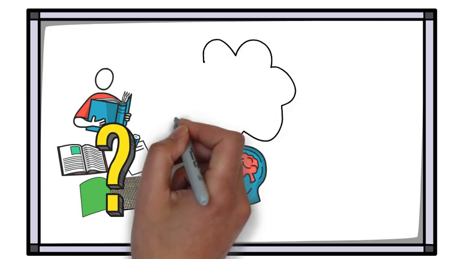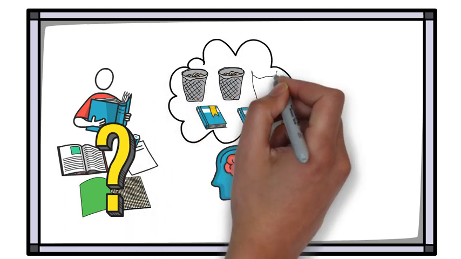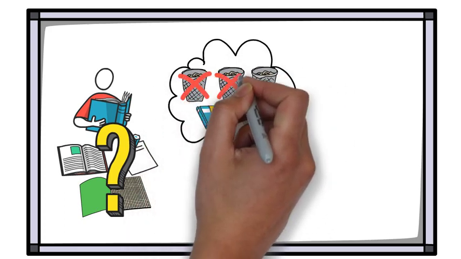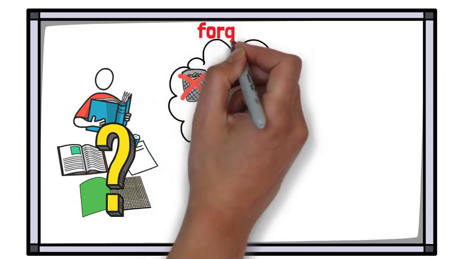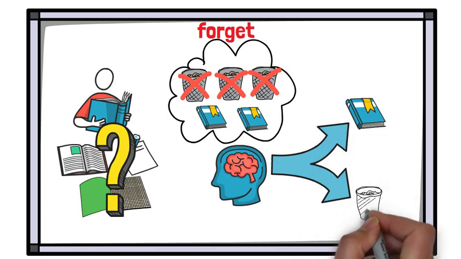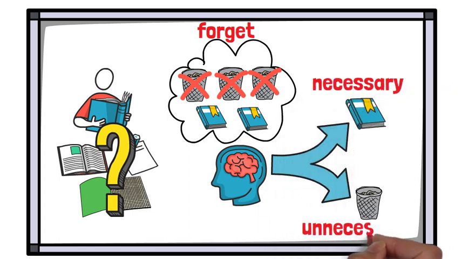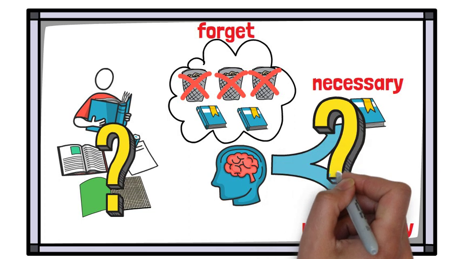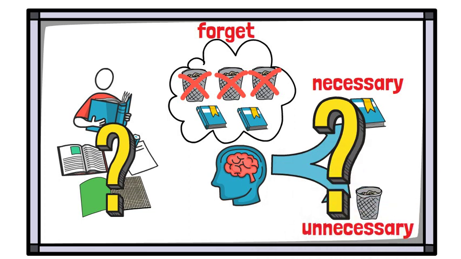We forget a lot of information. If we can't forget, our brains will soon be filled with information. It is necessary for us to forget. Our brain divides information into necessary information and unnecessary information. What is the basis for our brain to divide information?